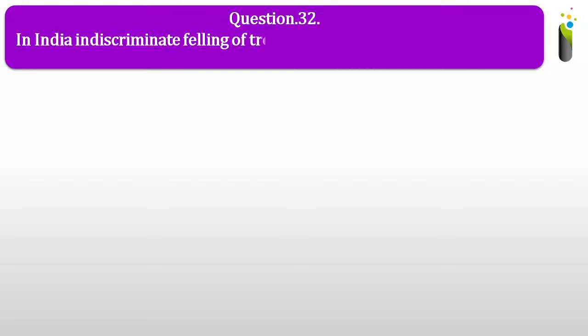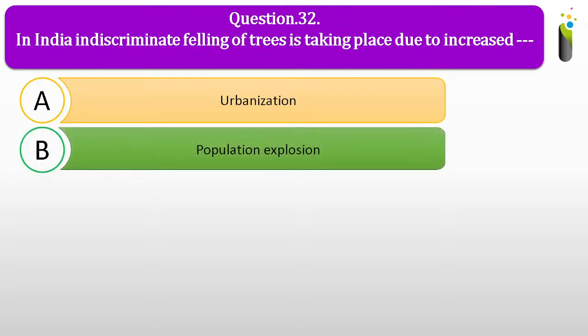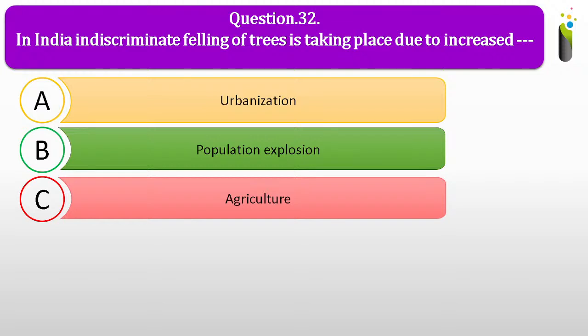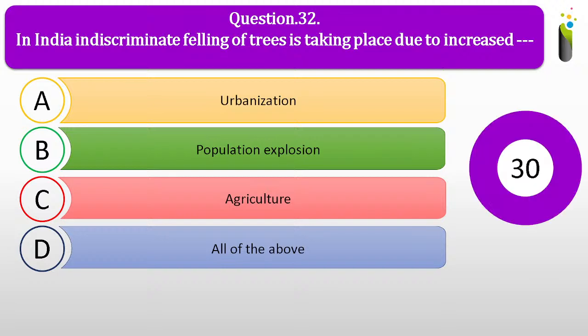In India, indiscriminate felling of trees is taking place due to increased dash. And your options are A. Urbanization. B. Population explosion. C. Agriculture. D. All of the above. So in India, indiscriminate felling of the trees is taking place due to increased dash.